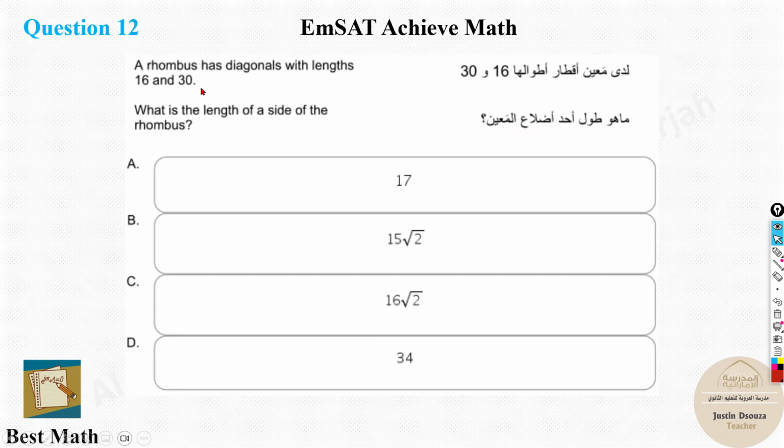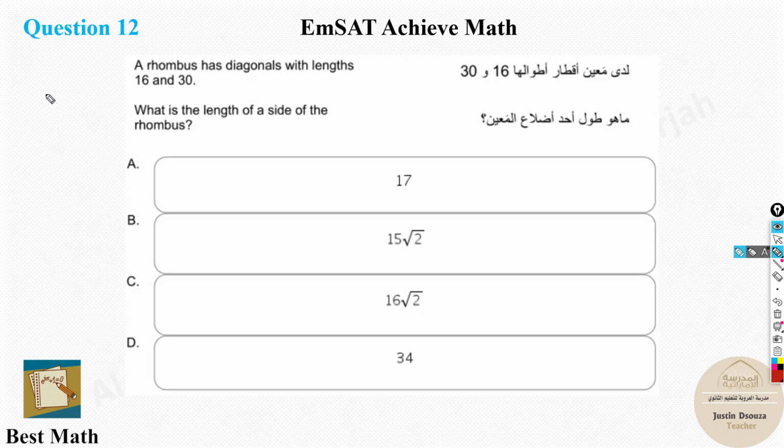Now here we have a rhombus. A rhombus has diagonals with length 16 and 30. What is the length of the side of the rhombus? Okay, this is interesting. Now, grade 10, this is the topic which you will study in grade 10 term 1. Let me solve this here.